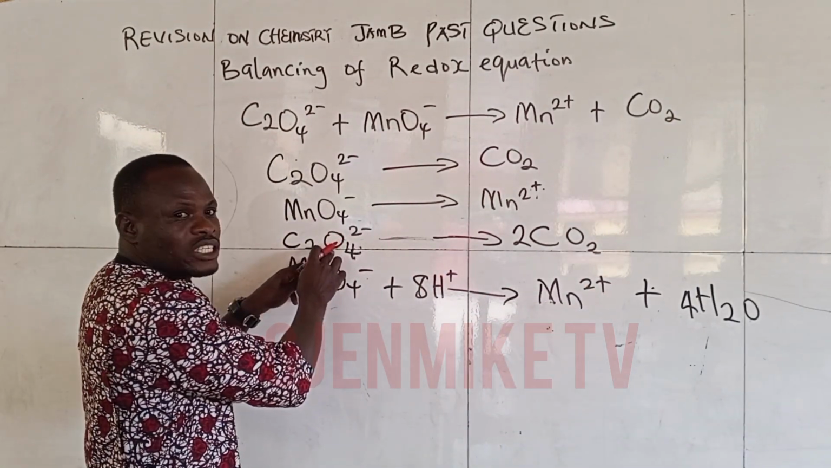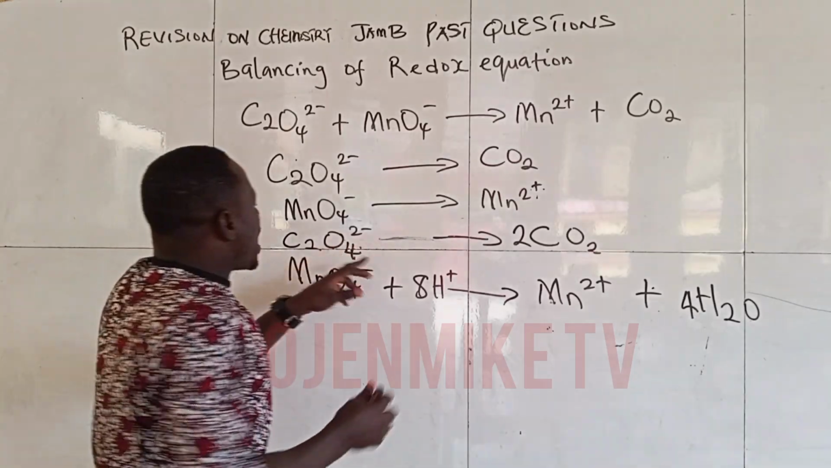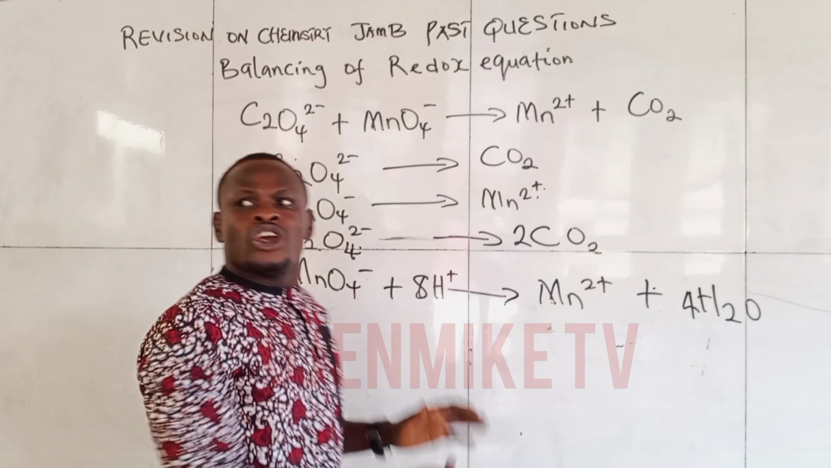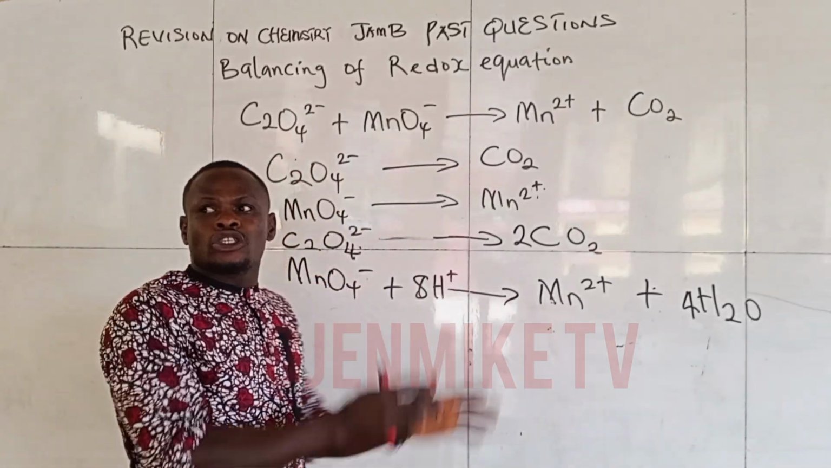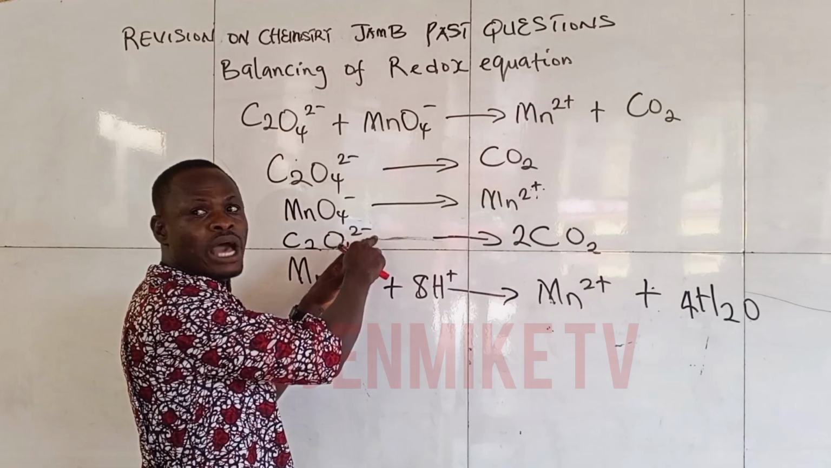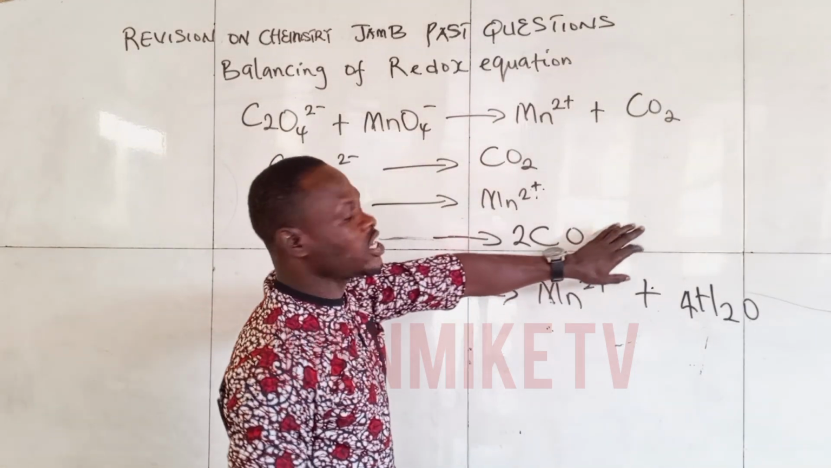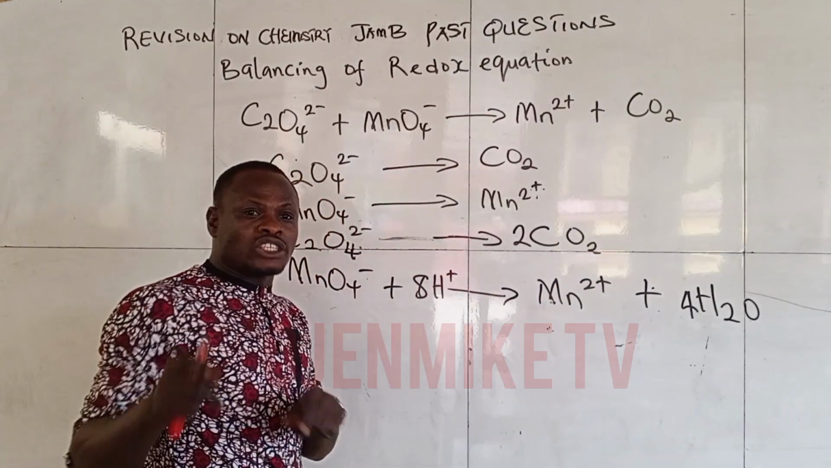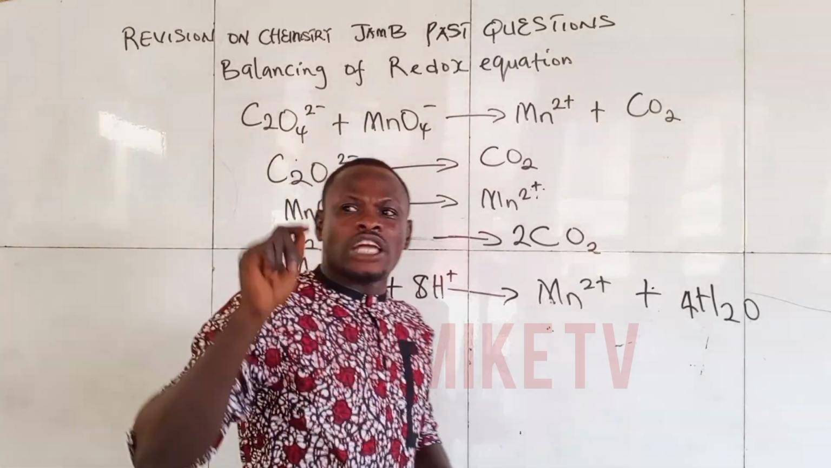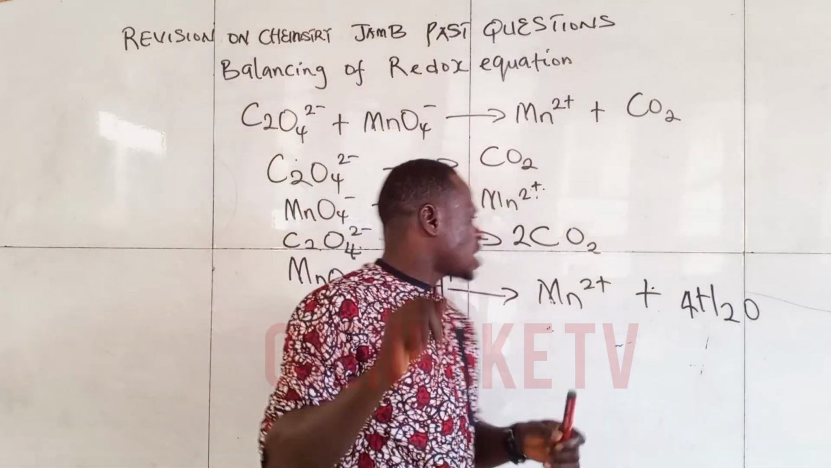So first of all, look at this one. Remember, when you are balancing a redox reaction, the charge in the reactant must be equal to the charge in the product. Now the charge here, we have a charge of -2. We have charge here, and there is no charge here. So we need to add electrons. And how many electrons are we going to add? You must always add electrons to the side with the highest charge.